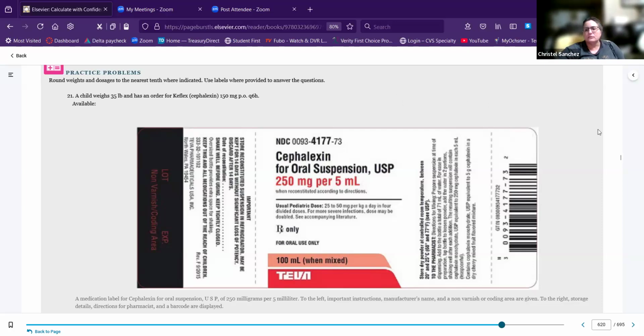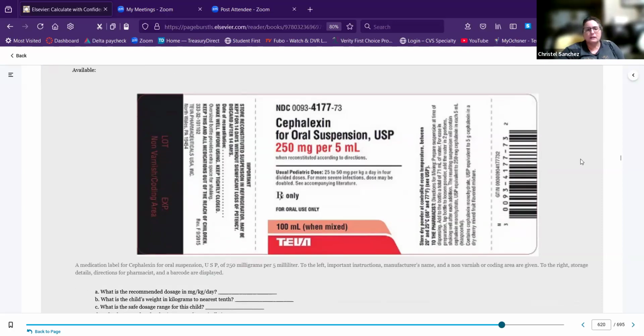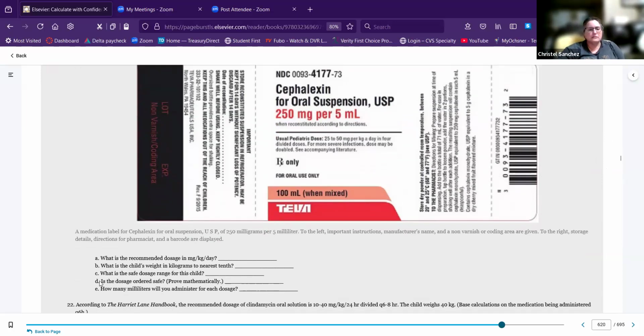Next, these are the questions that we're going to answer. This is kind of how it's going to be on the test. It says, what is the recommended dose in milligrams per kilogram? It's going to ask us, what is the child's weight in kilograms? What is the safe dose range? Is the dose ordered safe? And if so, how much?